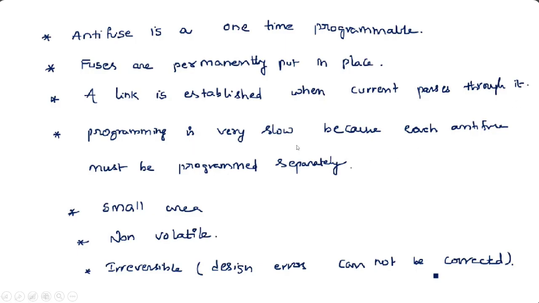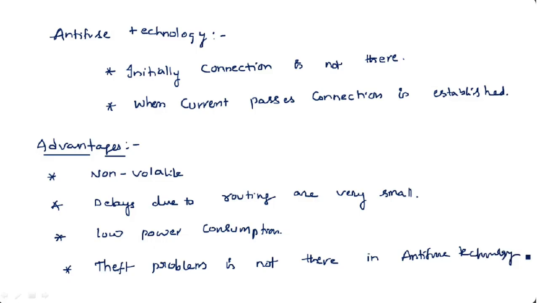Programming is very slow because each antifuse must be programmed separately. It has a small area and is non-volatile. Non-volatile means even though the power is shut down, your data will be there in antifuse technology. And it is irreversible, which means any errors coming in the design, we can't correct. Once the program is written, it is stored permanently. So antifuse means initially the connection is not there, and when current passes, the connection is established.